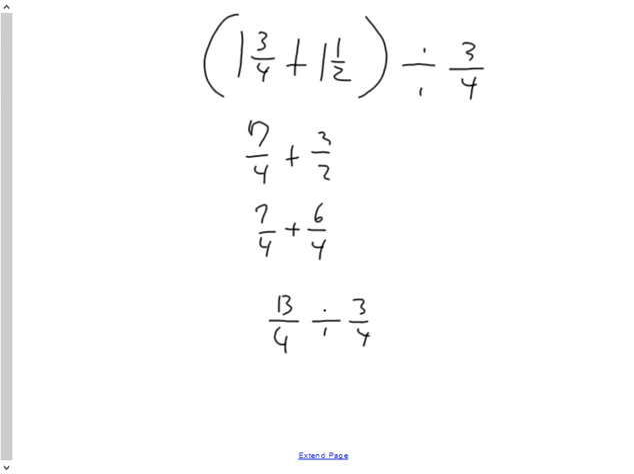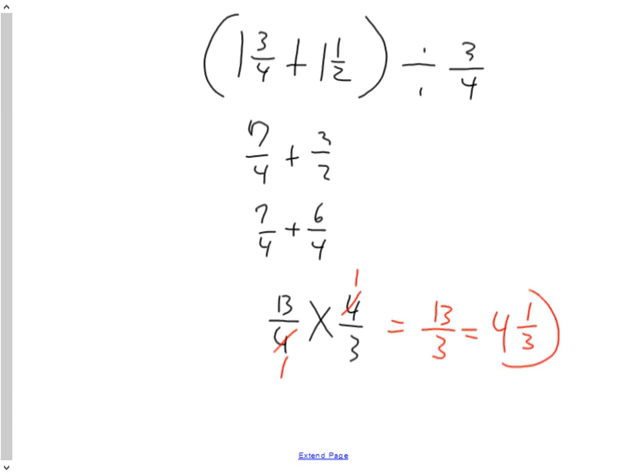Well, our rule is if you have division by a fraction, change division to multiplication and use the reciprocal of the second fraction. Since I love to cross reduce, I'll go 4 over 4 is 1 over 1. And when I multiply, I get 13 over 3, which is equal to 4 and 1/3.